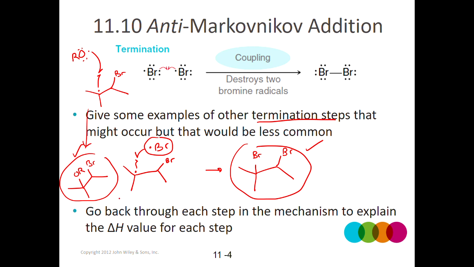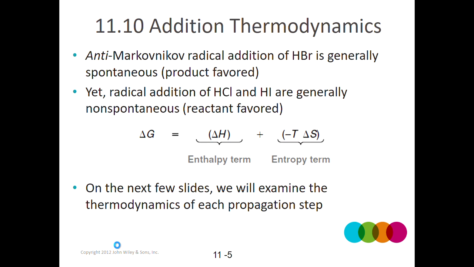So we looked at the delta H values for each step. All right, so let's look at HBr versus HCl and HI. Because last semester, when we did addition across an alkene using HBr and peroxides, we never talked about HCl or HI. And there's a reason for that, and that's because they're not very often spontaneous. They're usually non-spontaneous, meaning they don't really produce much product.